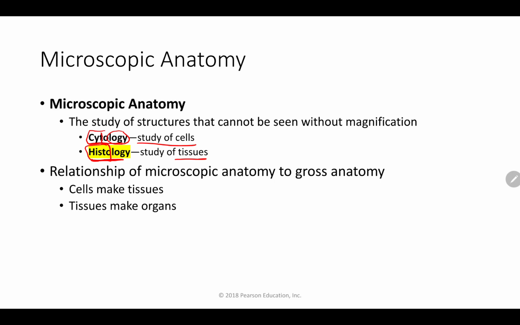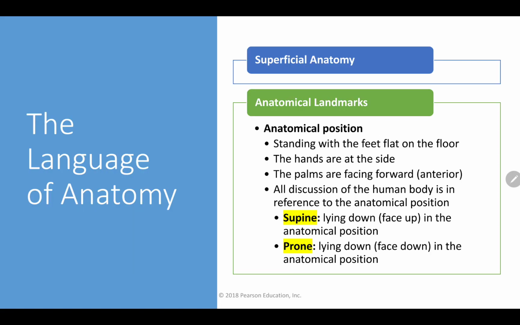Histo means tissues. Okay, and so when we're looking at anatomical landmarks and anatomical positions, remember we're standing with our feet flat on the floor and our hands at our sides, palms facing forward. That's anatomical position. But supine, say, for example, if you just push that person onto the ground, a supine position would be they're laying down, but their face is up. So face up, palms up in anatomical position.